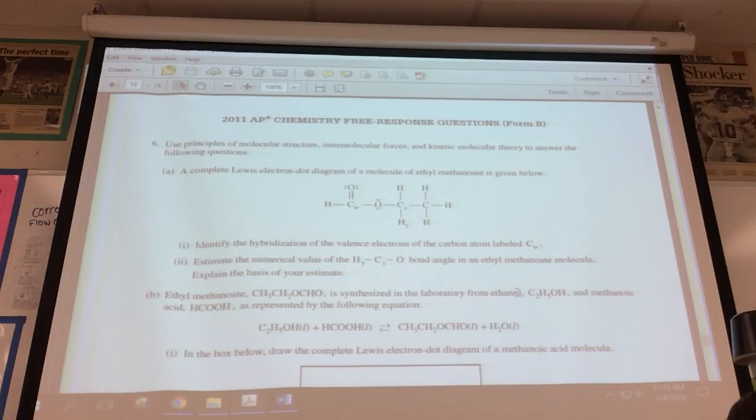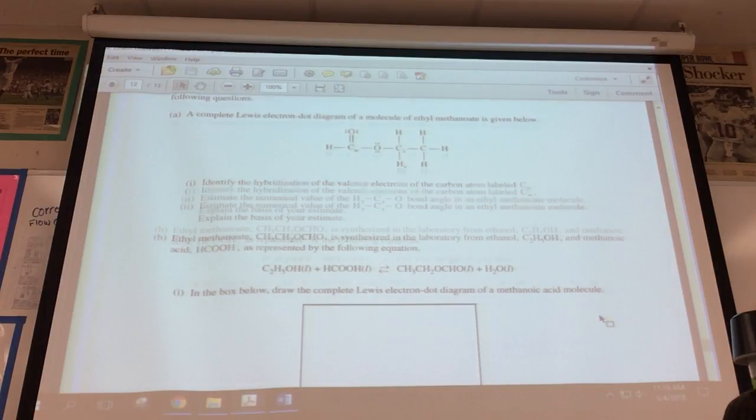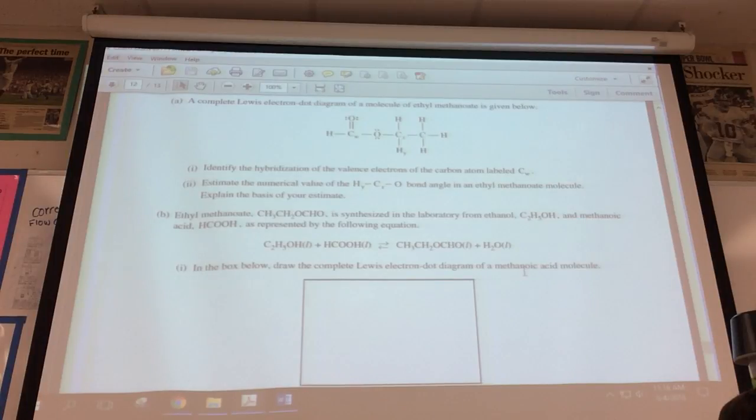It's synthesized in the laboratory from ethanol and methanoic acid as represented. Now it says draw the complete Lewis electron dot diagram of methanoic acid. Methanoic acid is right here. And you could have done this in honors with ease, right?